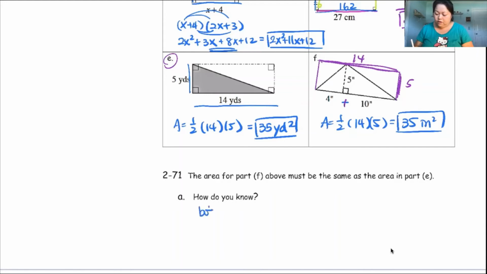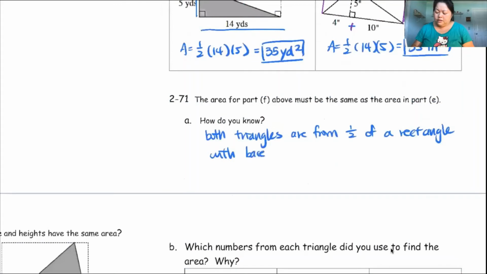Both triangles are from half of a rectangle with base equals 14 and height equals 5. Okay. All right. So again, because they have the same dimensions, it's going to give you that same exact thing.